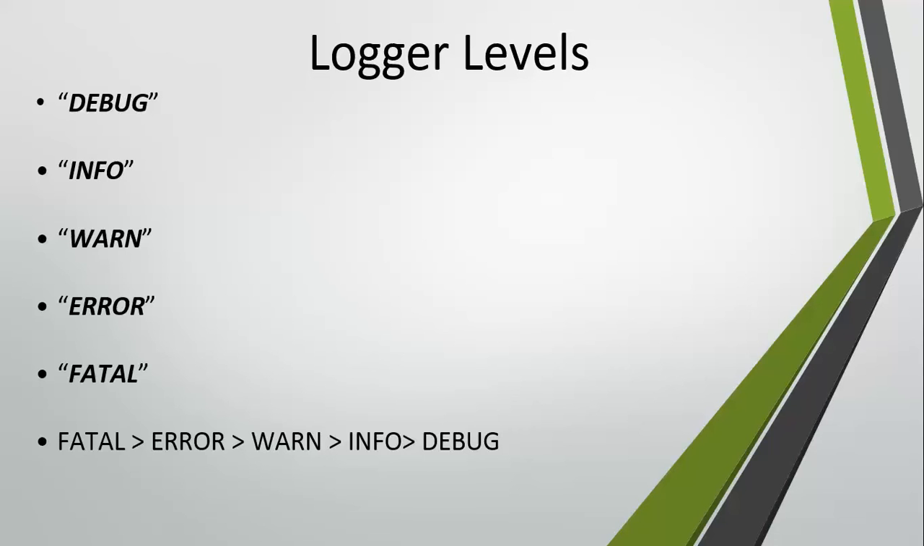If I specify the threshold or priority at debug, it is going to store debug, info, warn, error and fatal. If I specify the threshold at warning, it is going to ignore all the logger levels which have priority less than warning, but include those with priority equivalent or greater than warning. That means if I set the threshold to warning, it is going to log the levels warning, error and fatal, but ignore info and debug.